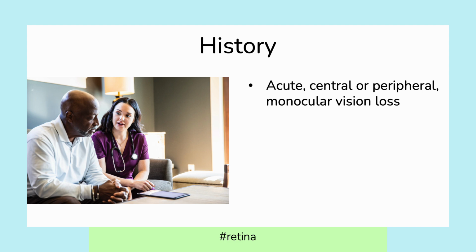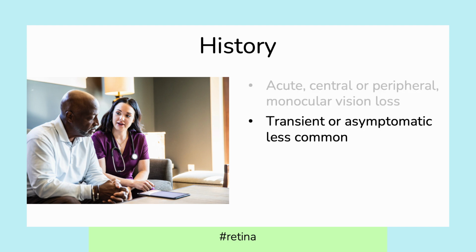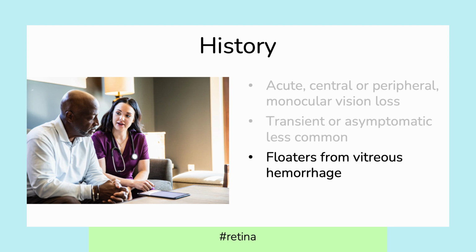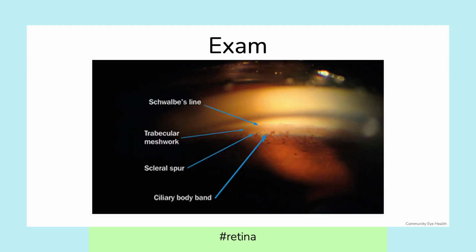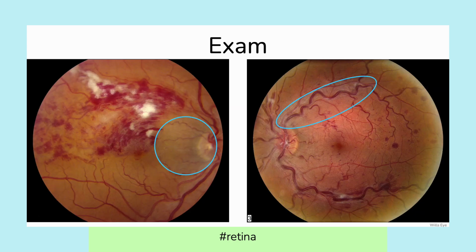Patients typically present with acute central or peripheral monocular vision loss. Transient or asymptomatic vein occlusions are less common. Rarely, patients present with floaters from vitreous hemorrhage after asymptomatic BRVO. Exam should begin with an undilated anterior segment exam and gonioscopy to look for neovascularization, followed by dilated fundoscopy.